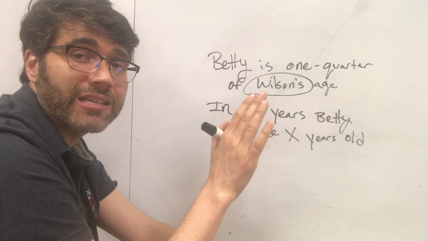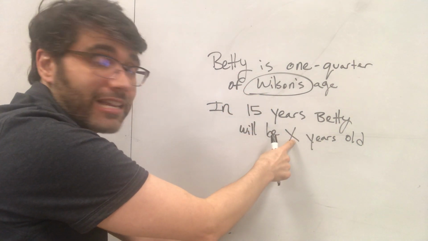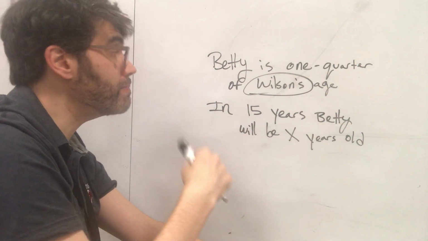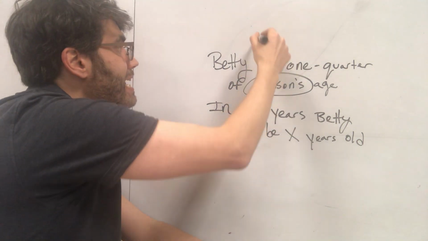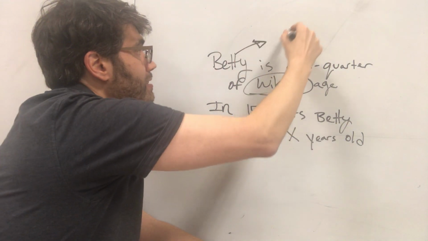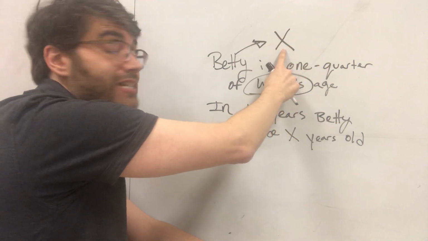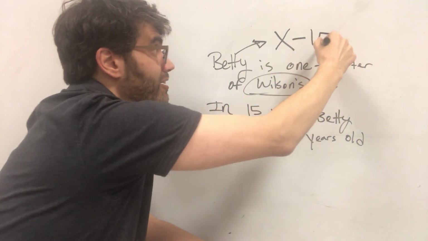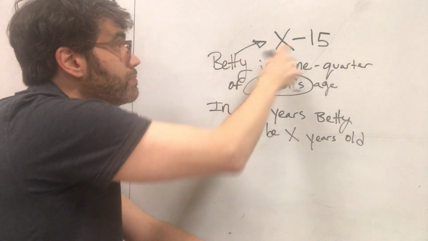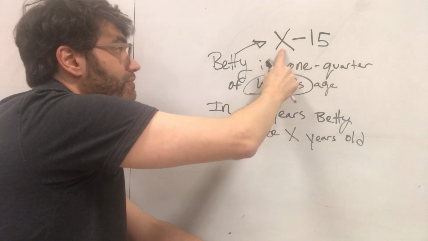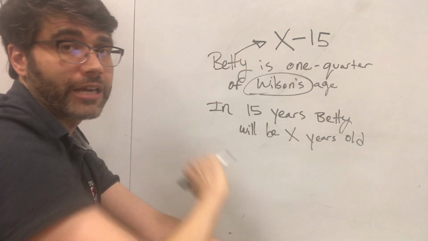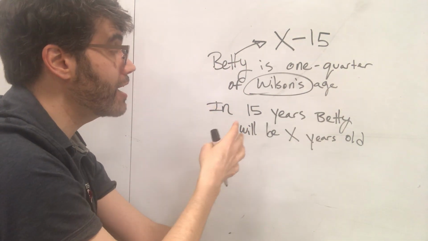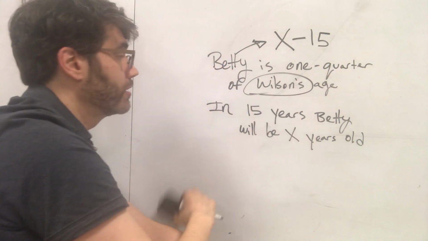So we can take Betty's X age in 15 years from now, subtract 15 from it to get Betty's age now. So Betty's age now is what Betty will be in 15 years from now, minus those 15 years to get back to now. So this is Betty's current age. Future age minus 15 is her current age. Okay, we also know that Wilson is 4 times Betty's current age.